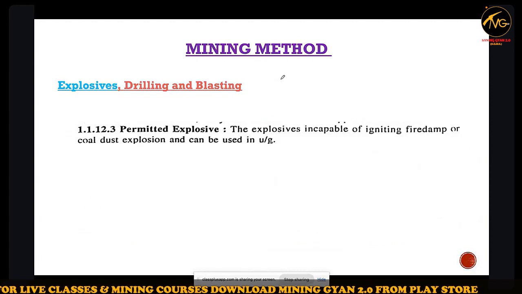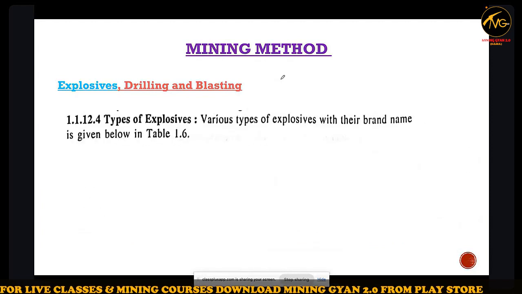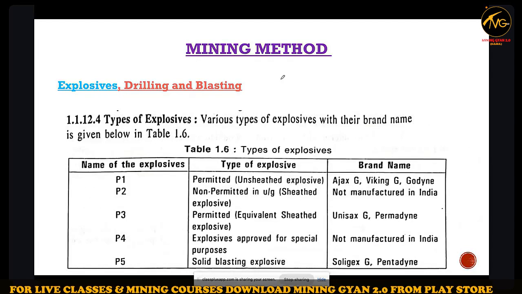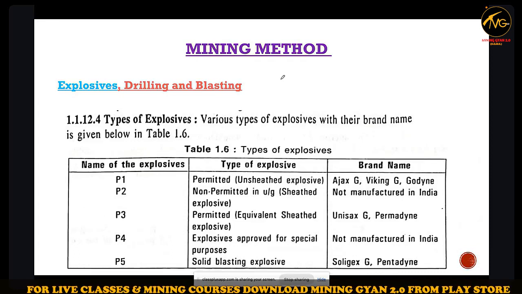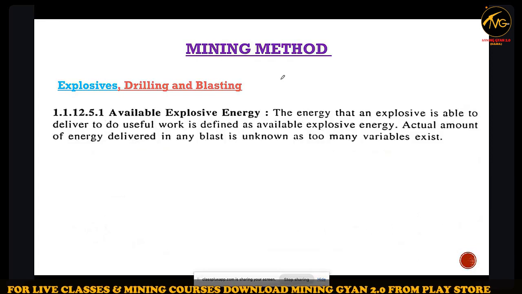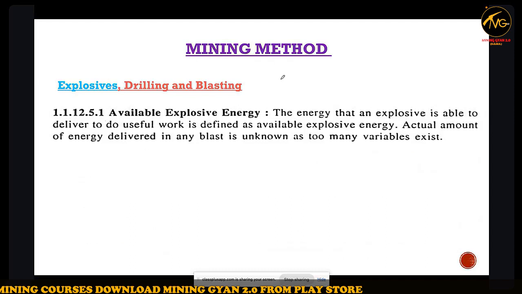Permitted explosive means it is not capable of igniting fire damp or causing a coal dust explosion. Then the types of explosive: P1, P2, P3, P4. P2 and P4 generally we don't prefer. P2 is non-permitted and P4 is for special purposes. So that means P1, P3, P5 are the permitted explosives. Available explosive energy: I told you that we cannot find the actual amount of energy because there are various factors which influence the explosive energy.